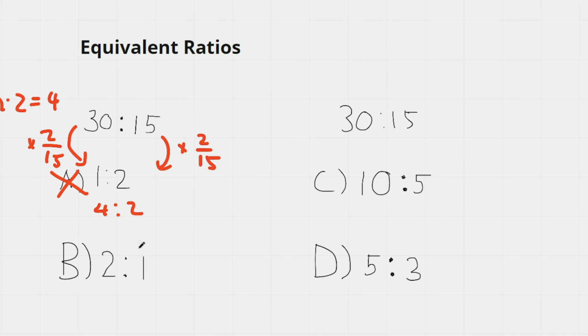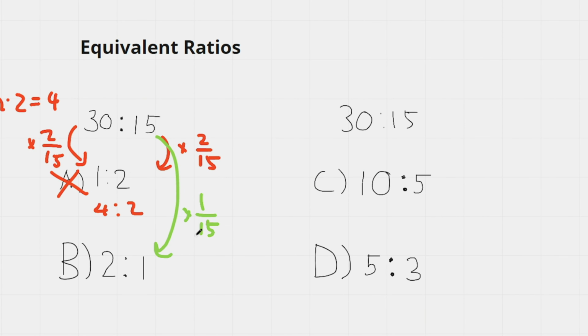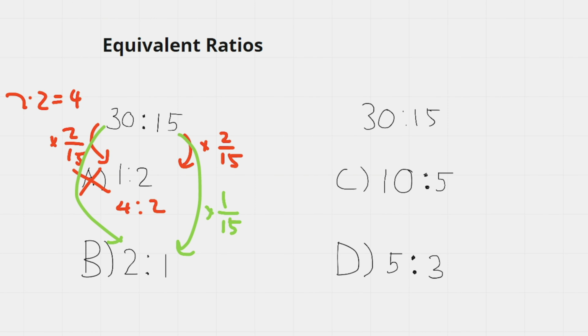Okay, let's look at B. 15 times 1 over 15 equals 1. Let's do the same thing: multiply 30 by 1 over 15. So 30 over 15, you'd be left with 2. So this would be 2 over 1. So yes, this is good.